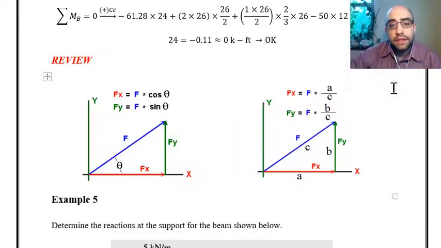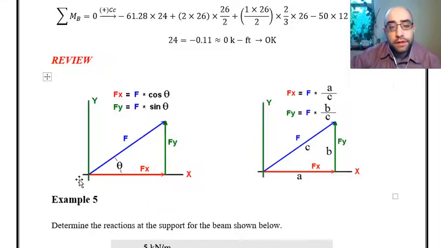Before starting the new example, I wanted to do a quick review on finding the force components in the major vertical and horizontal directions. And it's usually done in two ways. Let's say this is the force that we have in a problem, and it is located at an angle theta with respect to the horizontal axis. A very common situation that we might have for forces in engineering problems.